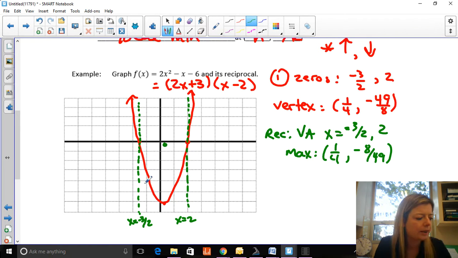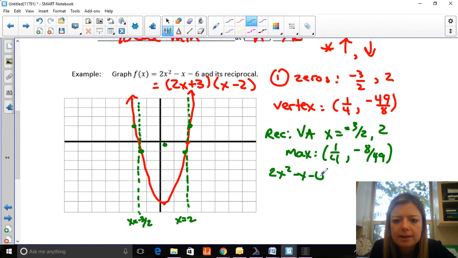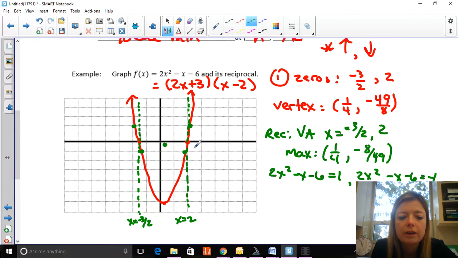So from there, I can think about where it's increasing and decreasing. In this section, it's going to intersect where it's 1 and where it's -1. To find those exact coordinates, if I ask for them, you would set 2x squared minus x minus 6 equal to 1, and then do the same thing for 2x squared minus x minus 6 equal to -1. Rearrange, use the quadratic formula, and solve to find those exact coordinates, okay?